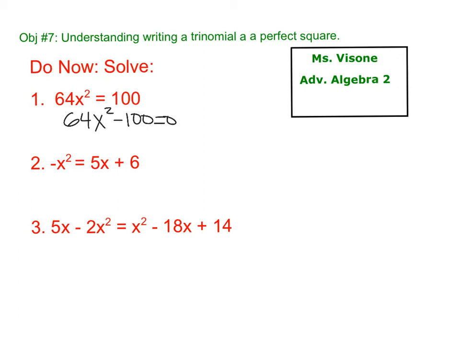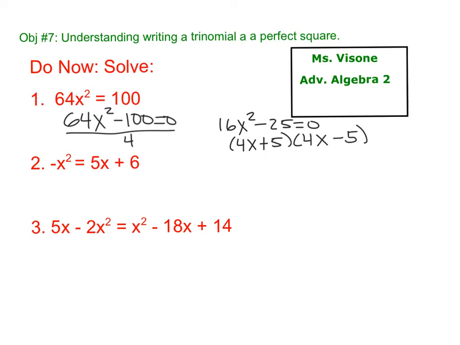You could actually divide that whole thing by 4. If this was a factoring problem, I would definitely require that. 16x squared minus 25 equals 0, because we're dividing both sides. So 4x plus 5, 4x minus 5 equals 0. So x is negative 5 over 4, and x equals 5 over 4.